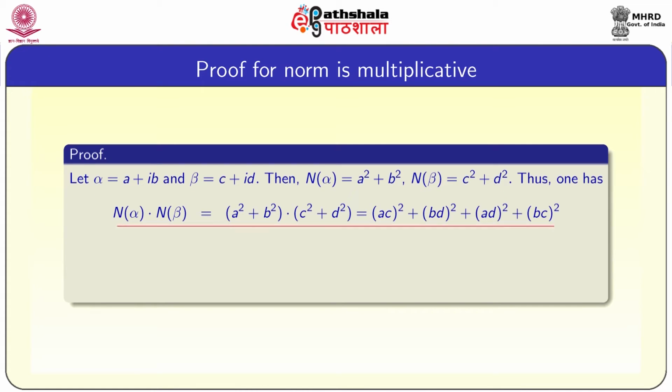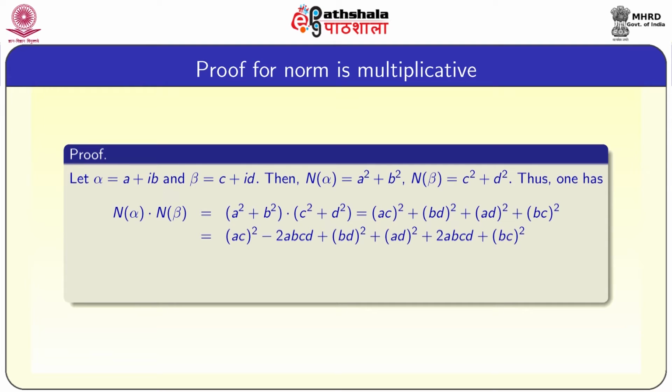So, norm of alpha into norm of beta is equal to (a square plus b square) into (c square plus d square), which is equal to ac square plus bd square plus ad square plus bc square. This is again going to be rewritten: what we are doing here is subtracting 2abcd and adding 2abcd.